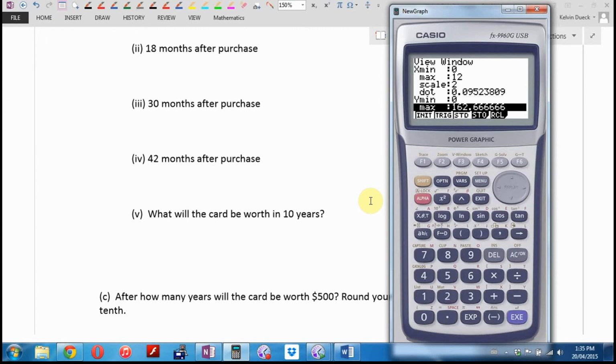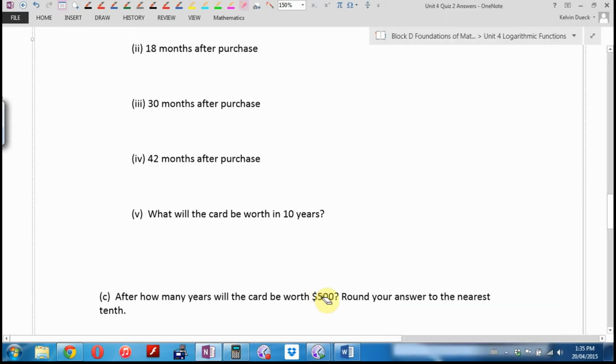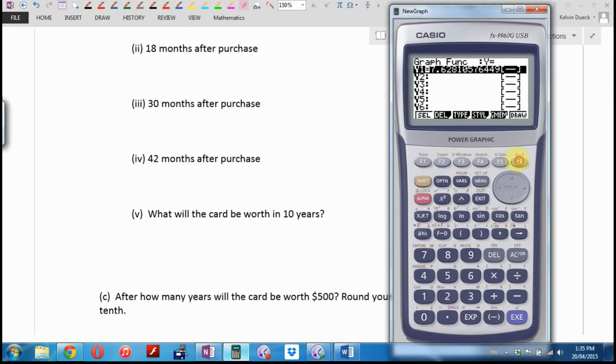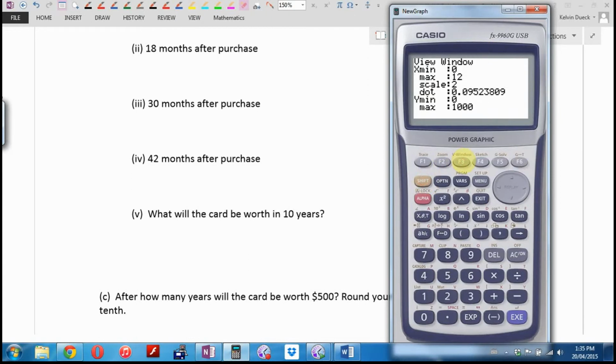Value 0. What's the maximum? 500, or does it get worth more than that? Yeah, it gets worth more. Okay, you know what? I'm going to do it wrong. I'm going to say 500, and then I'll adjust. Let's go up by 50s. Draw. Ooh. The fact that I go off the screen here says I need to change my view window. Maybe go up to 1,000.